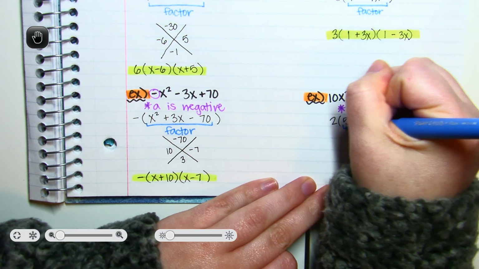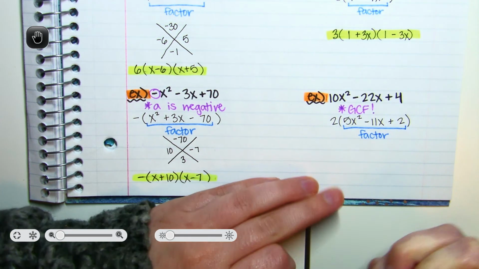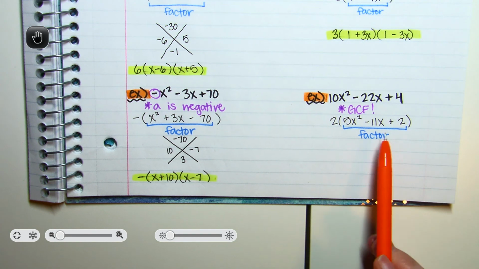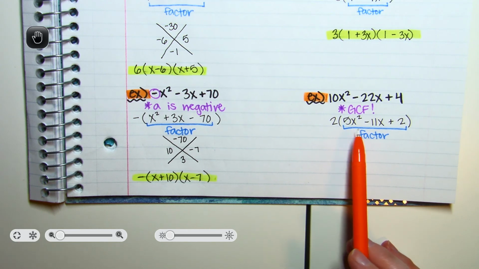And now this thing is what we're looking at to factor. Is it a difference of squares? Good, you should have said no. And the A value is not equal to 1, which brings us down to this step 4. So we're going to do the big X, but we need to make sure we divide our factors by the A.